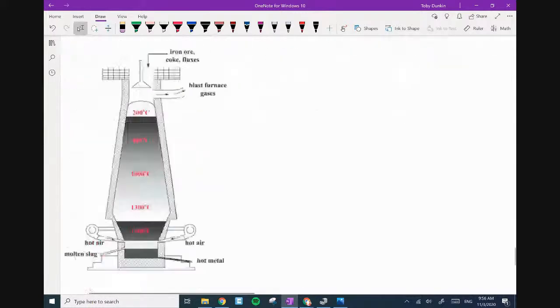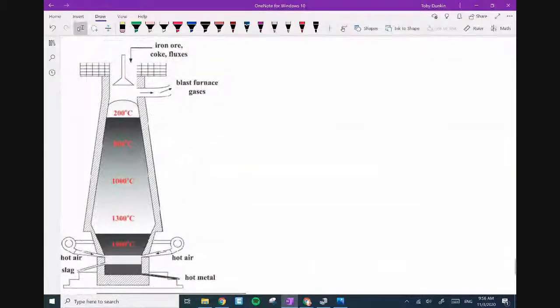Okay, so let's be quick. So in the blast furnace, so number one, you can see what's going in at the top. Now it says iron ore in the form of Fe2O3, and we've got coke. Now coke is actually pure carbon. And then fluxes, which is limestone. Now, you don't need to know these. I don't like the word fluxes. I'm going to get rid of that and just put limestone.